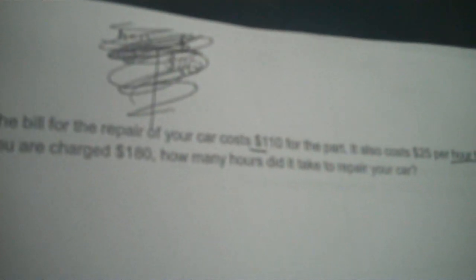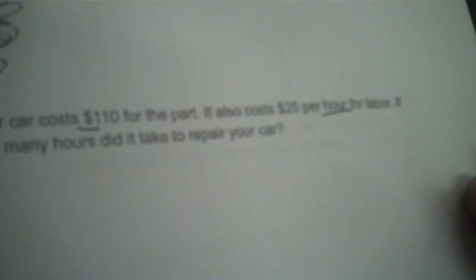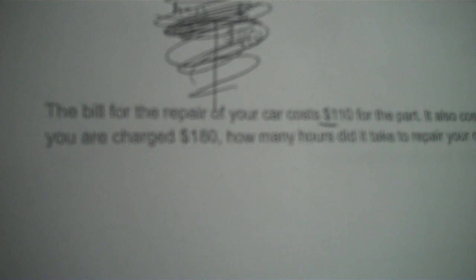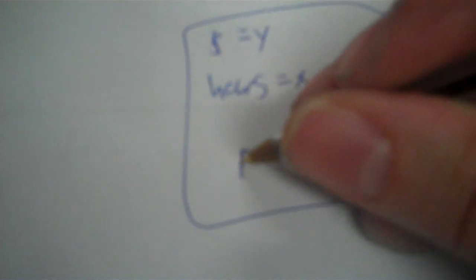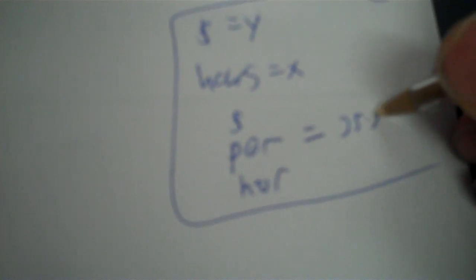The bill for the repair of your car costs $110 for the part. It also costs $25 per hour for labor. If you are charged $180, how many hours did it take to repair your car? So I've got dollars and hours. Remember, the time unit is the X. That's called the independent variable. Y is the dependent variable, dollars per hour. When I'm looking through here, $25 per hour is all I have, so it's 25 times X. So it's going to be one table, one line.